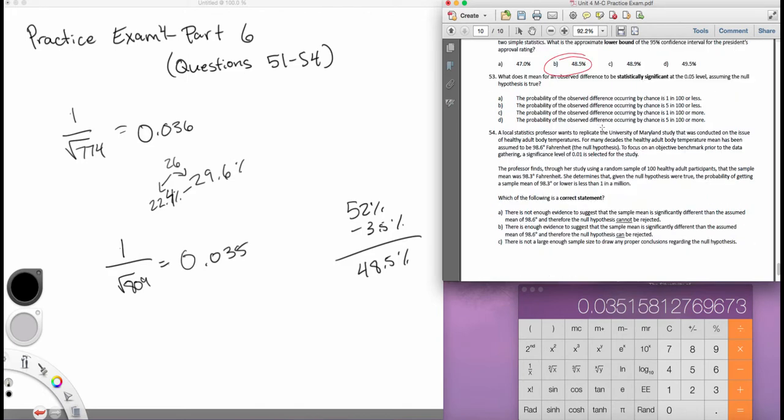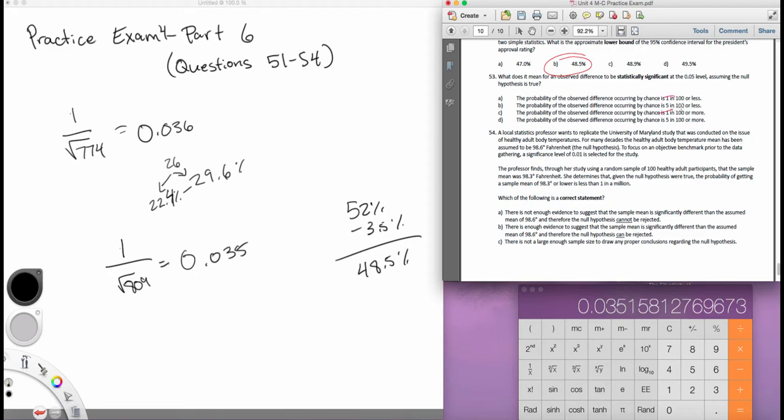What does it mean for an observed difference to be statistically significant at the 0.05 level, or 95% confidence level? We want to assume the null hypothesis is true. All right, because of that, the probability of the observed difference occurring by chance is, notice now we're looking at the difference. Now 0.05, you can quickly eliminate A and C.